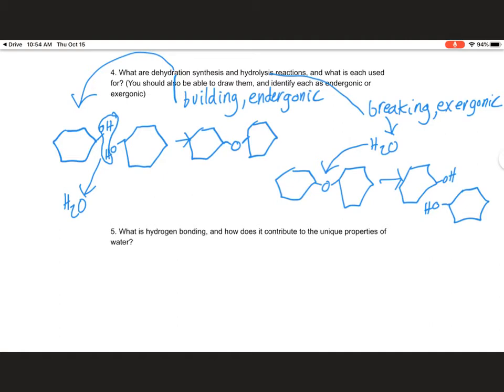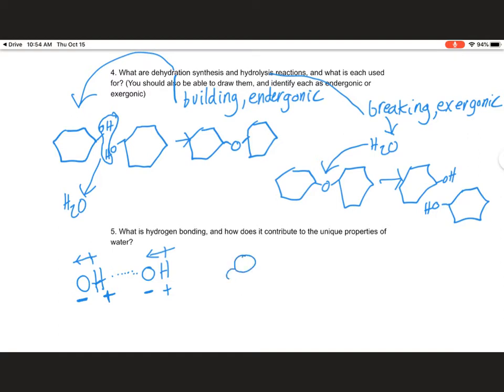Hydrogen bonding occurs when we have hydrogen attached to a very electronegative element like oxygen or nitrogen, which results in the electrons getting pulled towards the more electronegative element, giving that part a kind of negative charge and this part a kind of positive charge. And then if we have two of these with this negative side and this positive side, they will tend to stick together because positives and negatives attract.